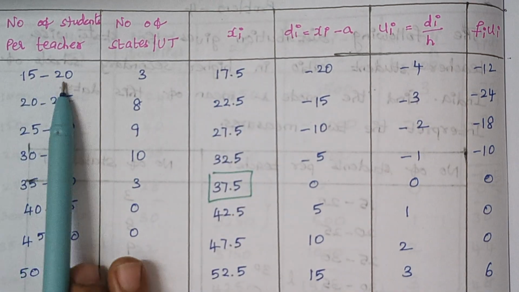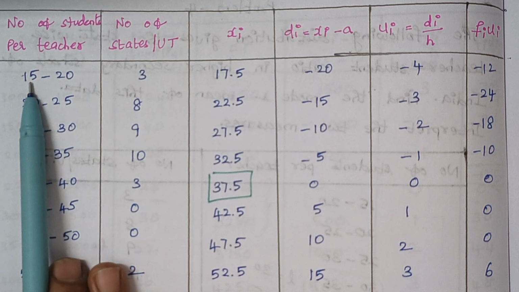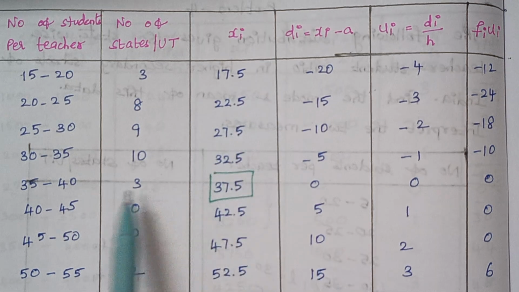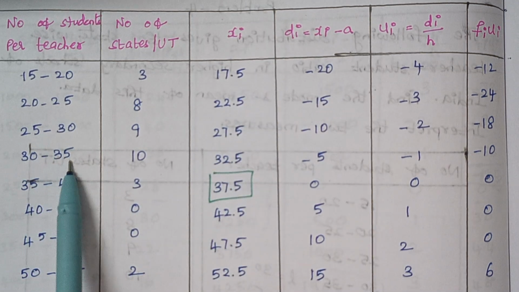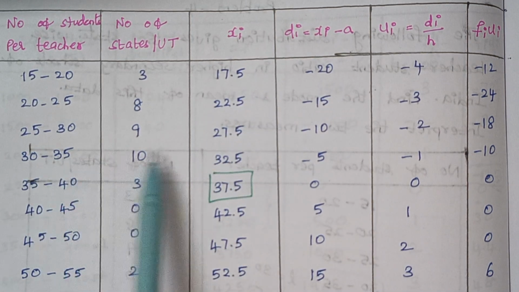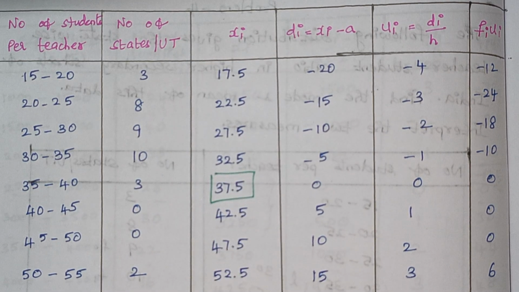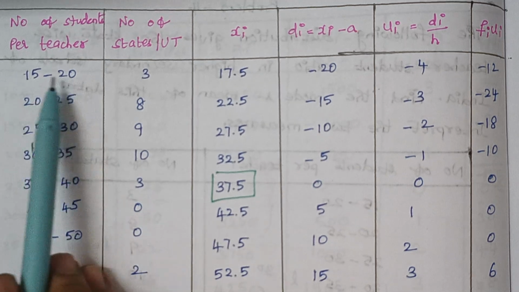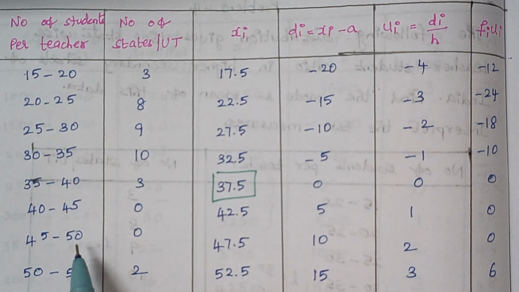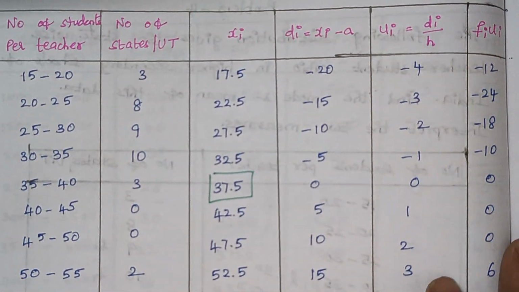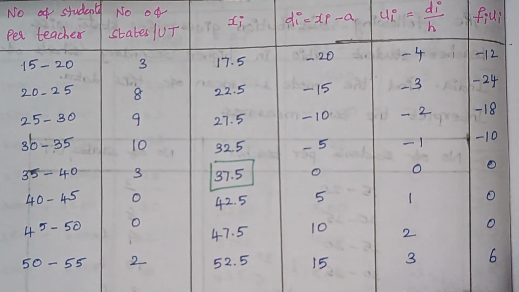So here what is the sum? 20 plus 15 is 35, and 35 by 2 gives you 17.5. Similarly, 30 plus 35 is 65, and 65 by 2 gives you 32.5. Likewise, you just have to find the average. You have to add these two numbers and divide by 2. So here come our values of xi. And the next thing is we have to select the value of a.